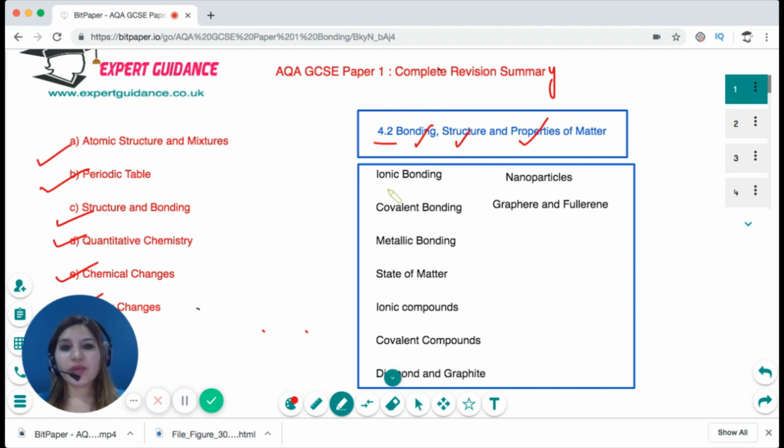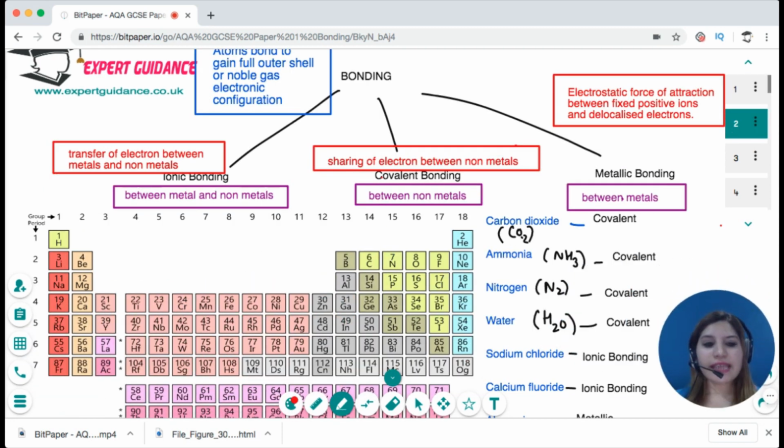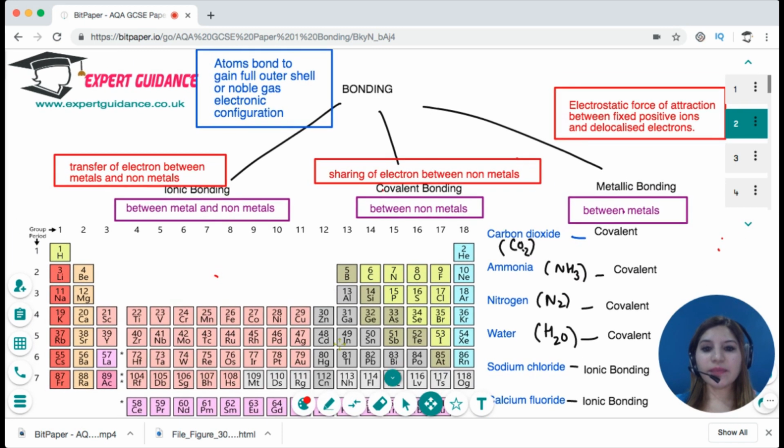In this video, we'll be covering ionic bonding, covalent bonding, metallic bonding, states of matter, ionic compounds, covalent compounds, diamond and graphite, nanoparticles, graphene and fullerene. So let's begin. Now, if you remember from the periodic table video, in our periodic table, we get metals to the left and non-metals to the right.